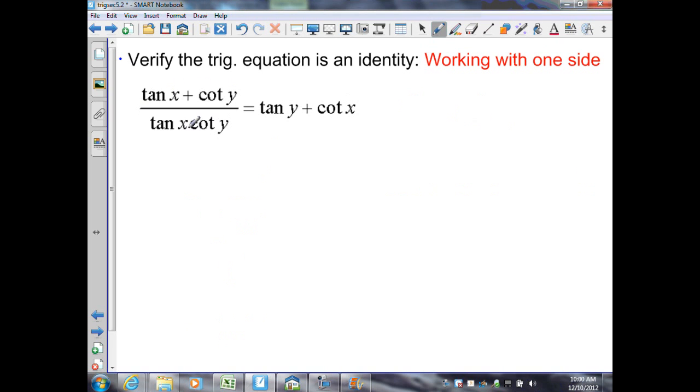Again, I'm going to work on one side of the equation, and this one looks more difficult to me. I'm going to put the common denominator over each term in the numerator. That's going to give me tangent x over tangent x cotangent y plus cotangent y over tangent x cotangent y.